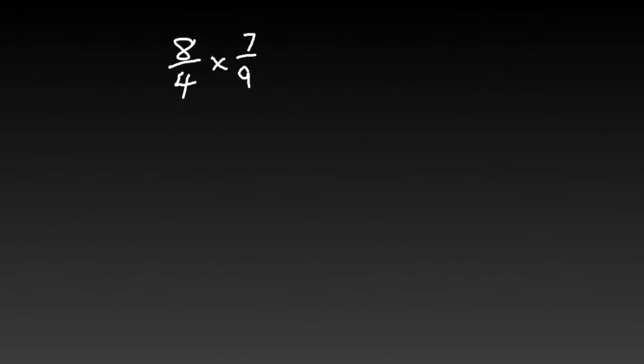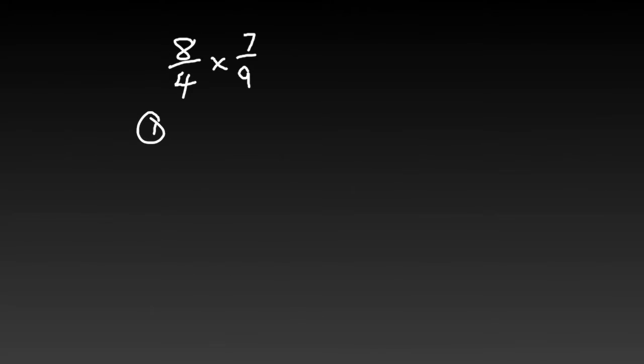Okay, I'm going to do another example of this. A nice clean page. Okay, 8 over 4 times 7 over 2. 8 and 7 don't divide easily, and neither do 4 and 7. So I'm going to apply method number 1 to this sum.